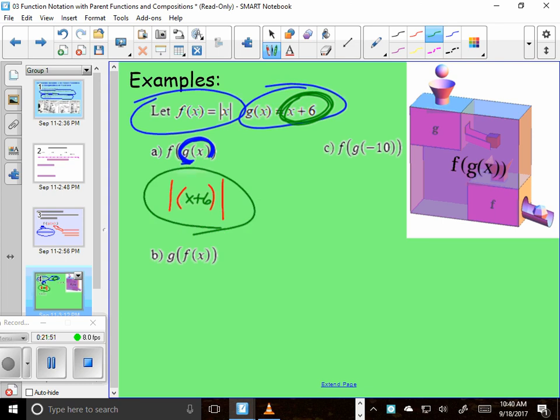It's kind of a mix of both. It's a composite of two functions. It's got the absolute value from this function, and it's got the x plus 6 from that function. So it's kind of a mix of both.